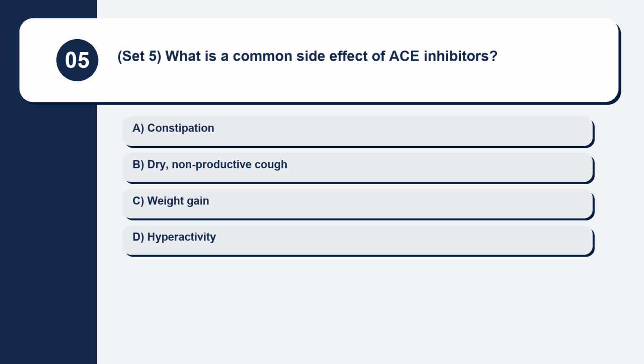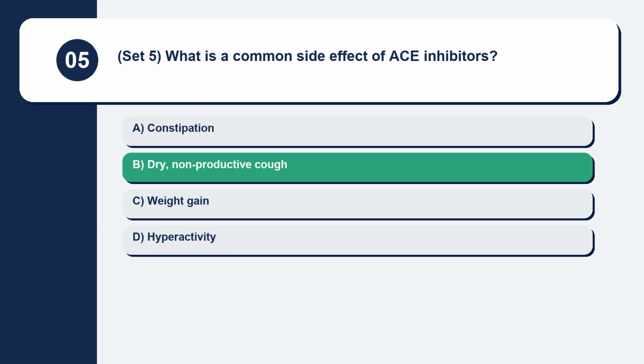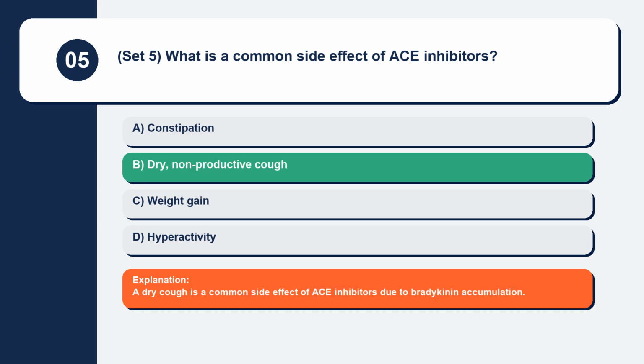Question 5. Set 5. What is a common side effect of ACE inhibitors? Constipation, dry, non-productive cough, weight gain, hyperactivity. A dry cough is a common side effect of ACE inhibitors due to bradykinin accumulation.